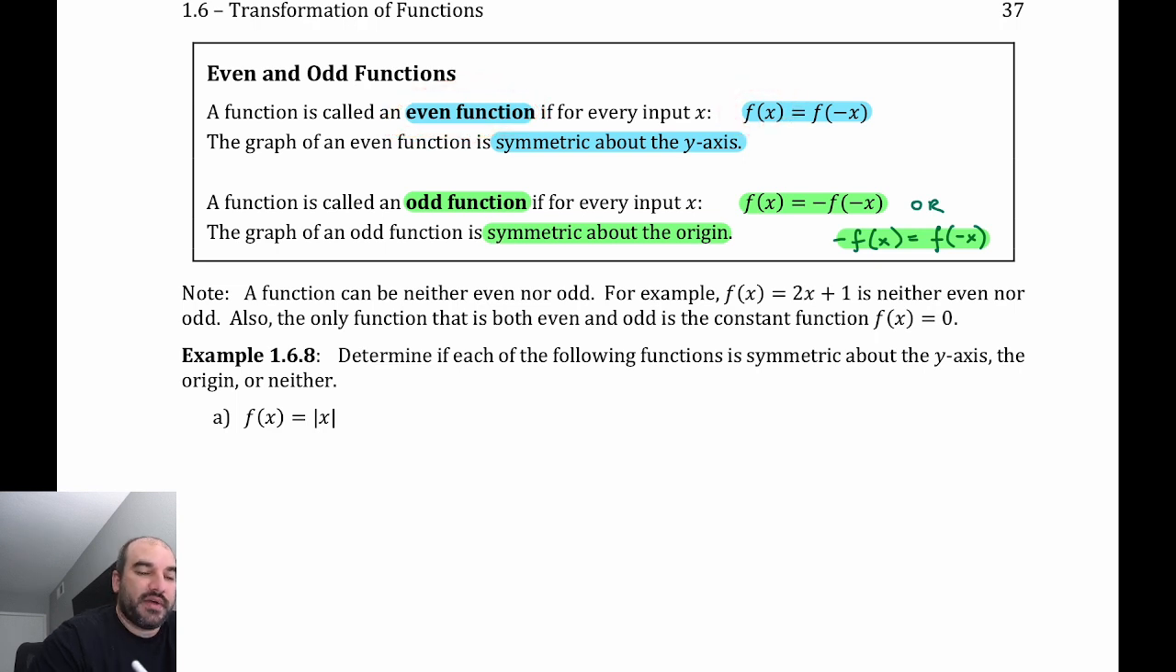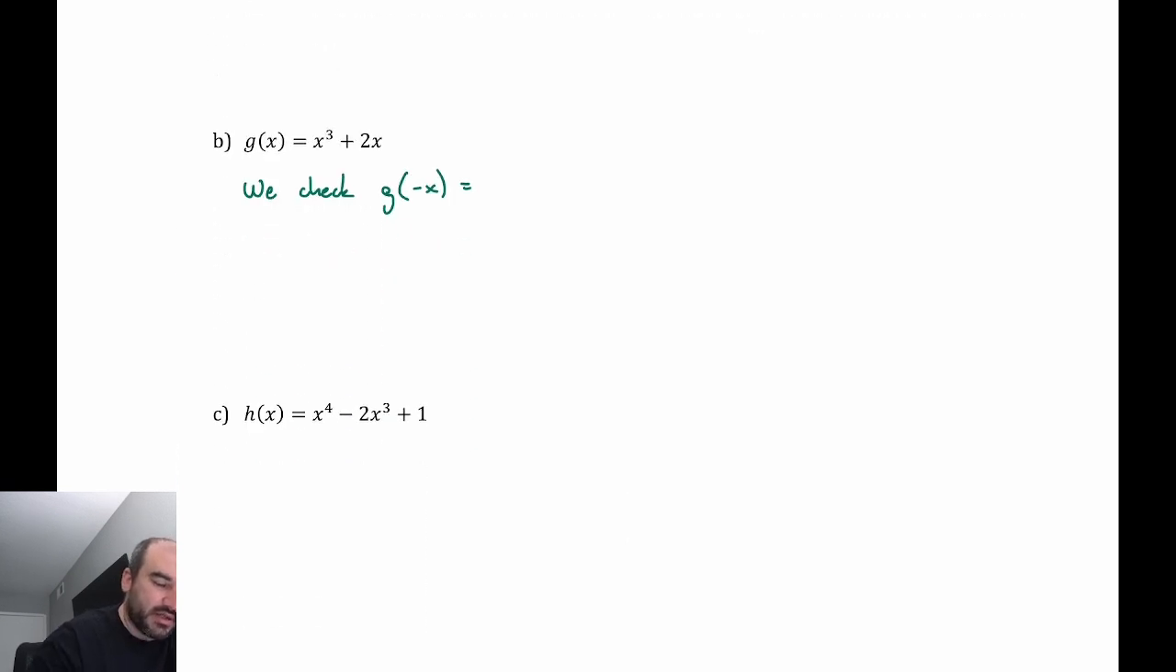Instead, if I start with f of negative x, or g of negative x in this case, and I end up back at the negative of the original function, then my function is odd. And if it doesn't fit into these two categories, where it's exactly the same as the original function, nor the exact negative of the original function, then we say neither. So neither is an option. A function can be neither even nor odd. So let's take a look at this example here.